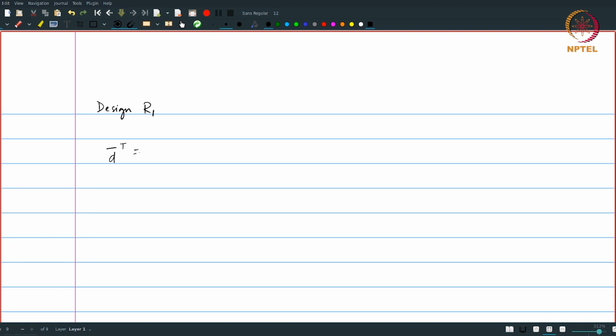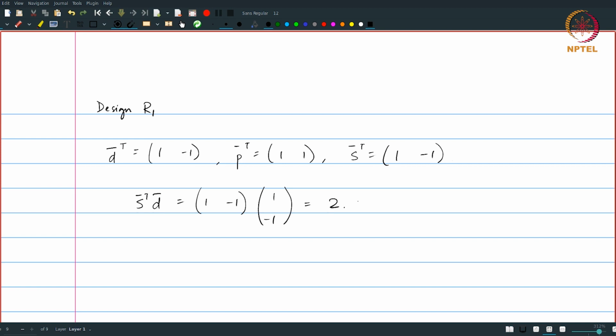In this case, what we will choose is D is equal to 1 minus 1, P is equal to 1, 1, and S is also equal to 1 minus 1, same as the D vector. What you can see is that therefore S transpose D is equal to 1 minus 1 into 1 minus 1, which has the value 2, which implies that the hardware utilization efficiency is equal to 1 over 2, or in other words 50%.